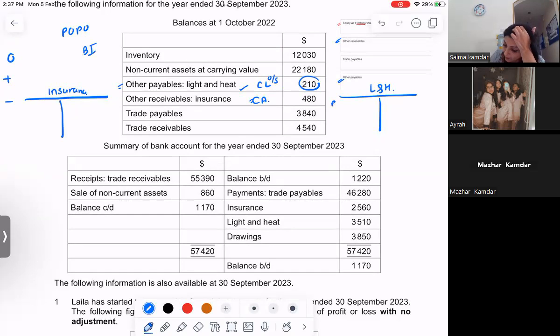So if I say B, this is outstanding on the first date 210. And this is prepaid on the first date 480. Are you with me? Yeah. Okay, fine. This is trade payables on the first day. This is trade receivable on the first day that I do not need as of now.